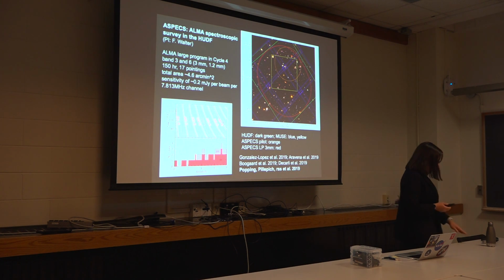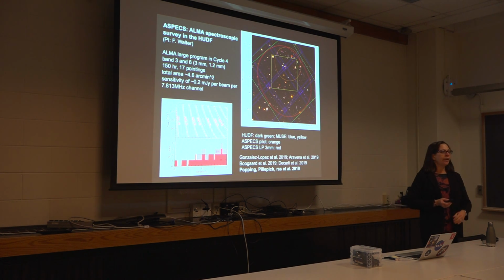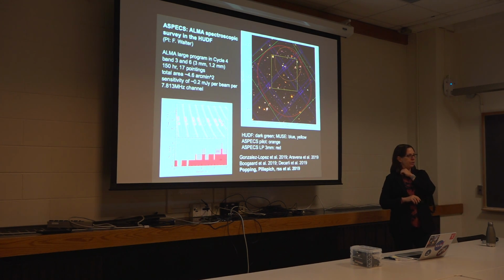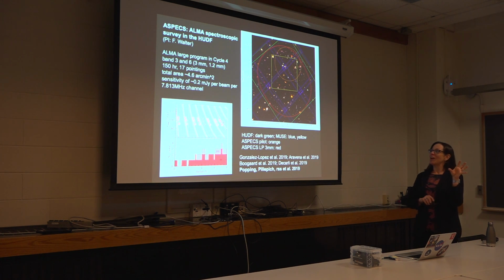So since then, a very amazing machine called ALMA has gone on the sky, and in cycle 4, a large program was approved. I am a co-I on this program to do an untargeted survey of a very small region of the sky, 4.6 square arcminutes.